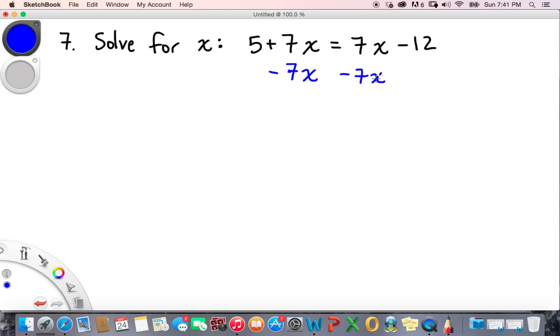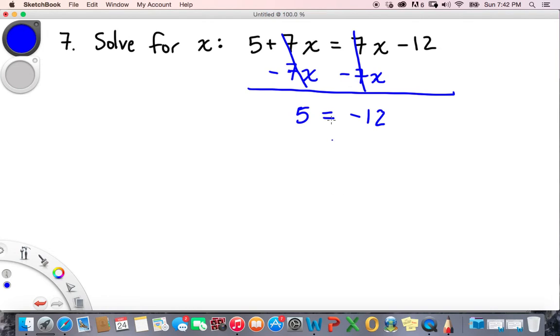Okay, and this is kind of interesting what happens here. We have 5 plus 7x, we take away 7x, those cancel, and I'm just left with the 5, equals, and then here on the right hand side, 7x minus 7x, you may think, well, wait a minute, that also cancels out. Positive 7 minus 7 cancels out, so I'm just left with negative 12. So what's really interesting about this problem is when I subtract the 7x from both sides, they cancel out. There are no x's left in this equation.